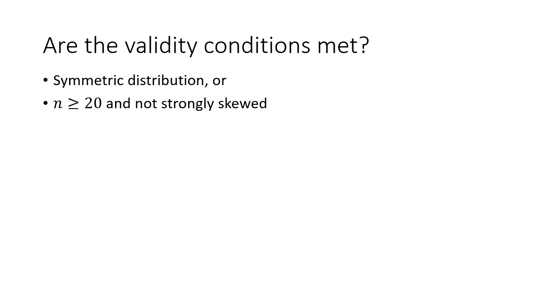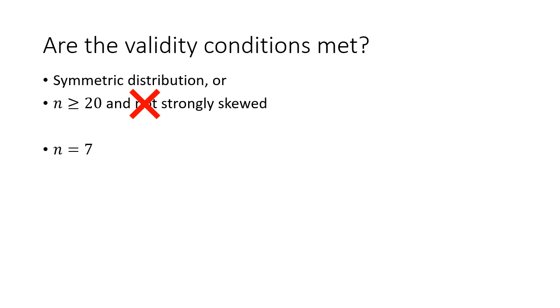Our last step is to decide whether a one-sample t-test is appropriate. Recall that the validity conditions for a one-sample t-test are that the data should have a symmetric distribution, or the sample size should be at least 20 and the data points should not be strongly skewed. In this case, our sample size was only 7. So that second option for meeting the validity conditions for a t-test is not satisfied.